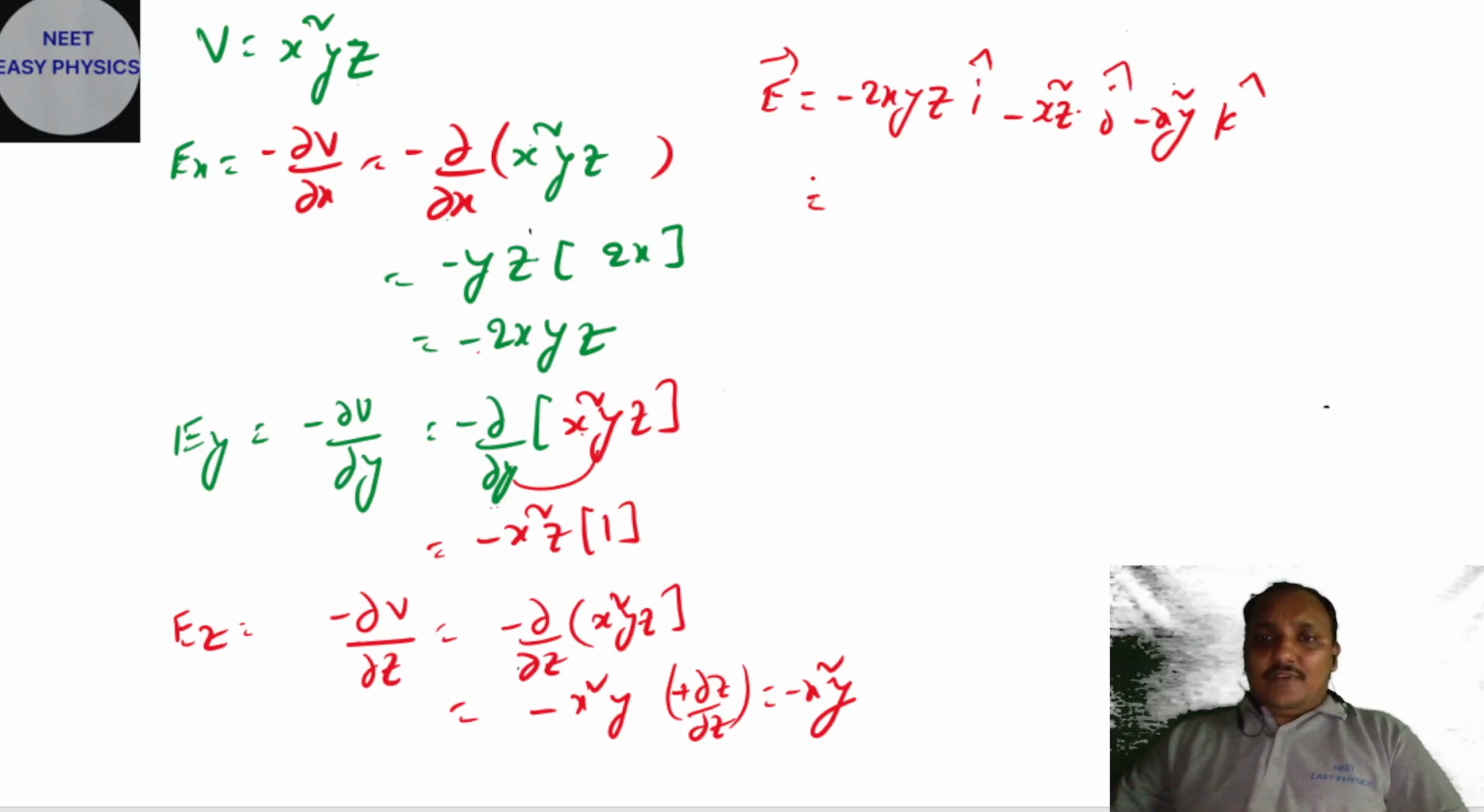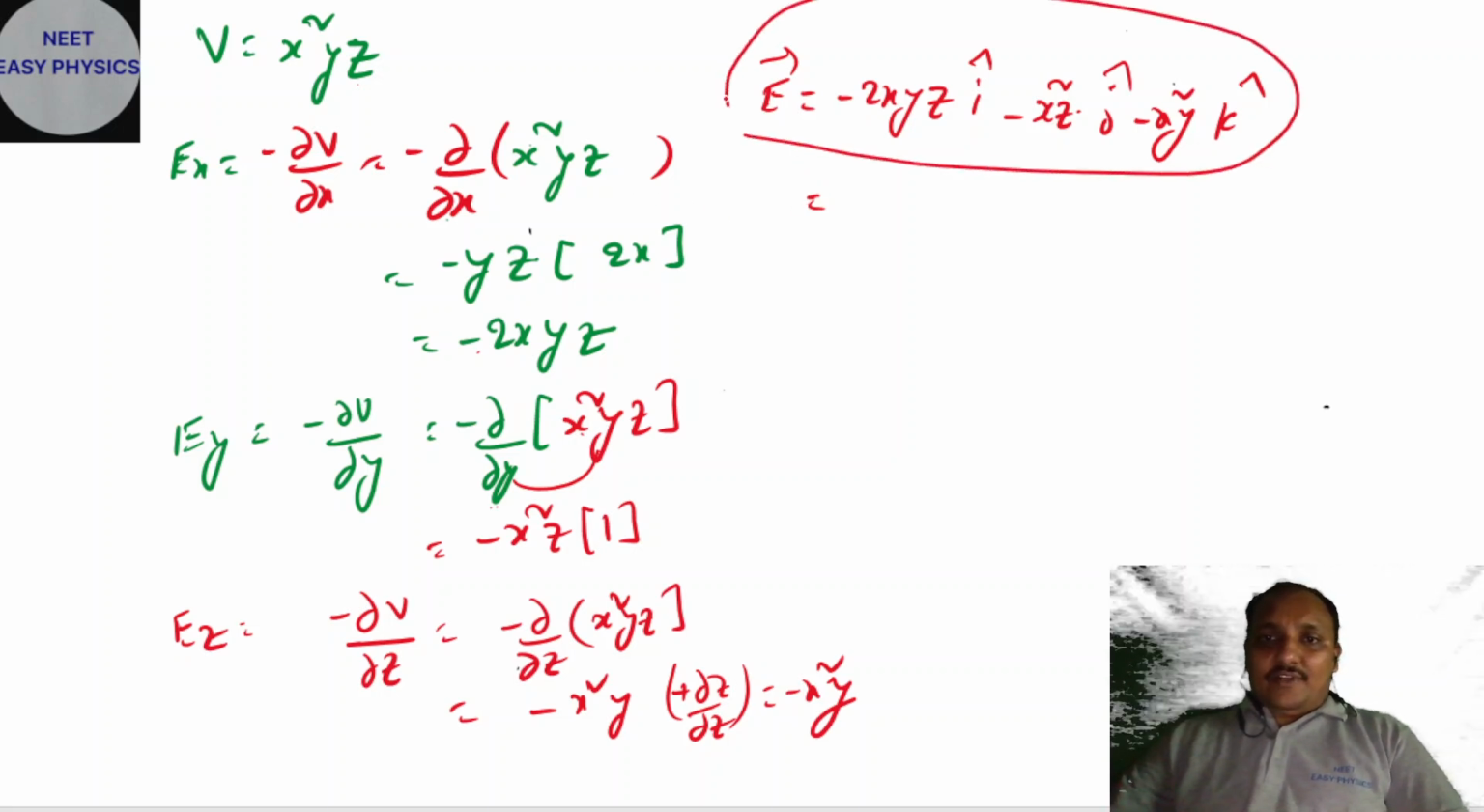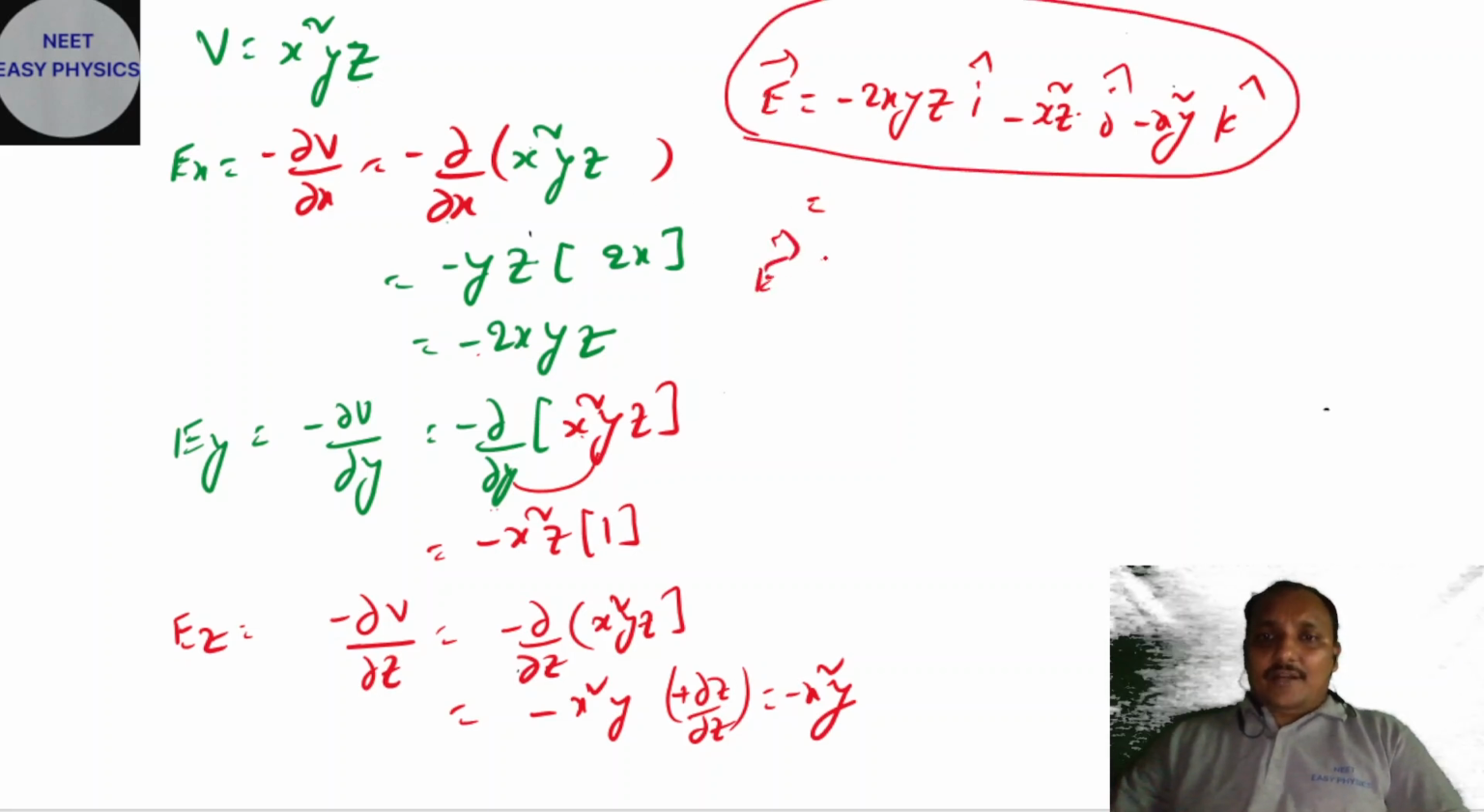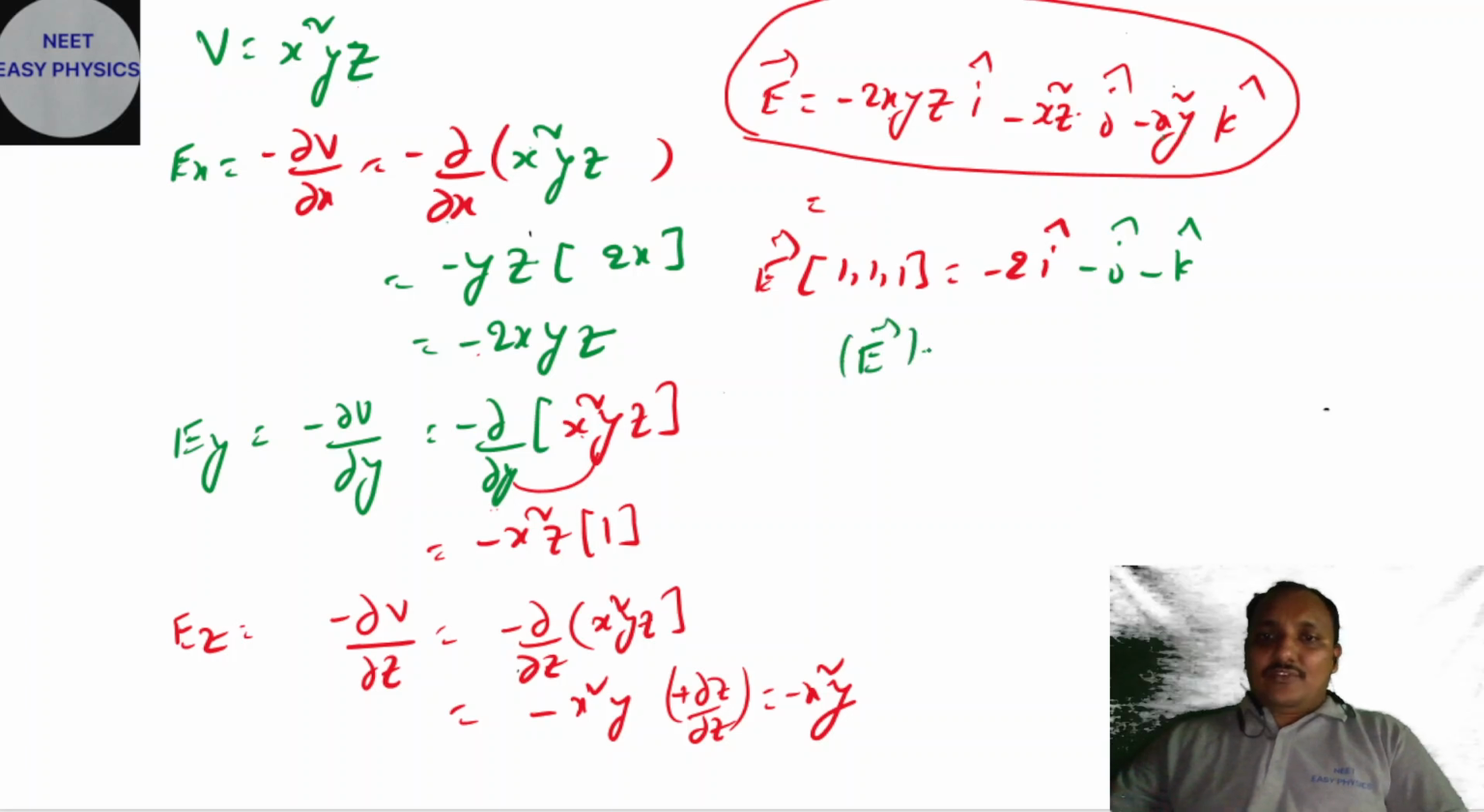So E bar, if you want to calculate, this is nothing but a vector quantity. Now if you want to find E bar at 1 comma 1 comma 1, now the xyz value is 1. At that time, what will you get? With xyz value 1, the first one is minus 2i cap, here minus j cap, here if you substitute 1, minus k cap. Then what is the magnitude of E bar?